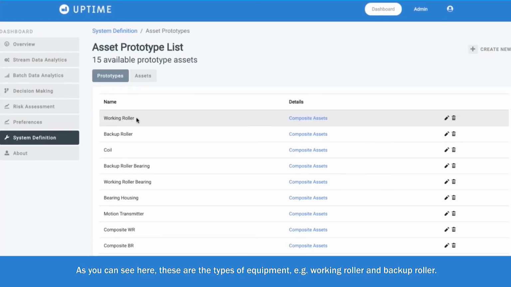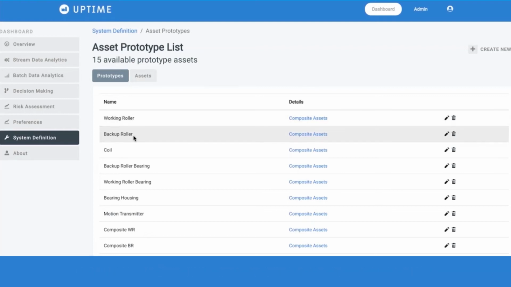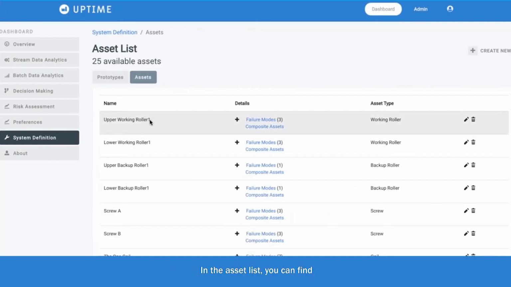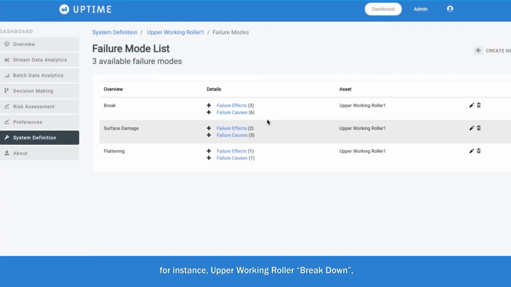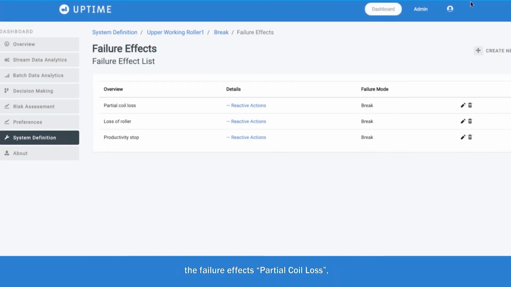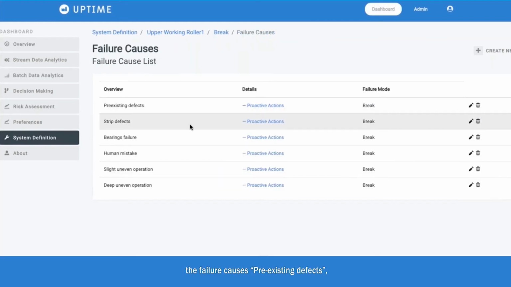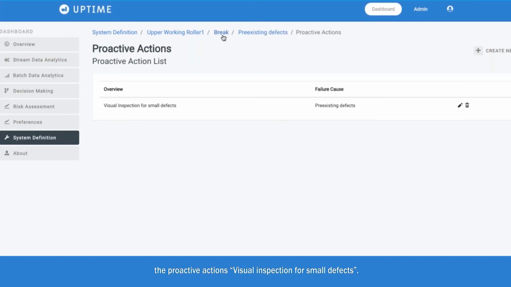As you can see here, these are the types of equipment, for instance, working roller and backup roller. We take an example of upper working roller. In the asset list, you can find the identified failure modes for each equipment, for instance, upper working roller, breakdown, the failure effects, partial coil loss, the reactive actions, rework the coil, the failure causes, pre-existing defects, the proactive actions, visual inspection for small defects.